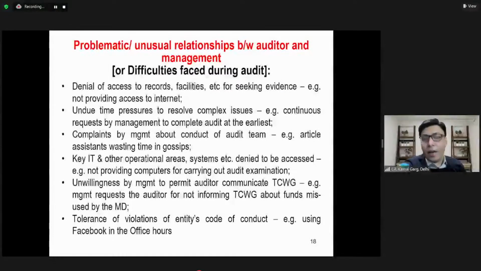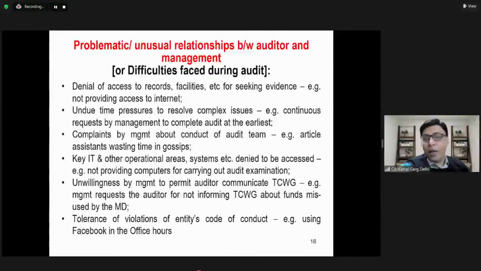Then is key IT and other operational areas, systems, etc. denied to be accessed. For example, not providing computers for carrying out audit examination. So client is saying, my accountant is busy. He cannot give you access to the computer as of now. It is a kind of problem only.